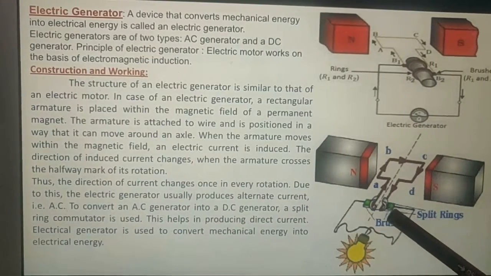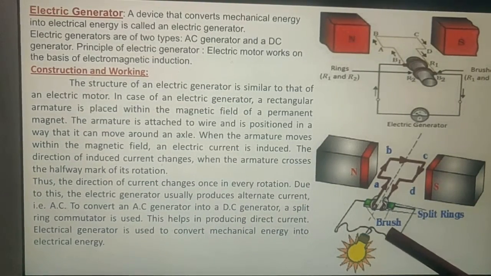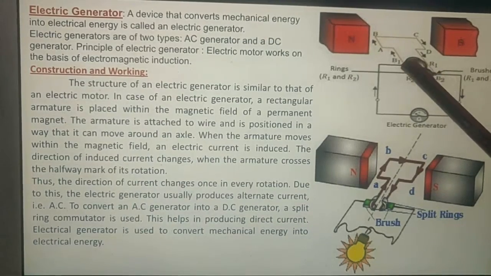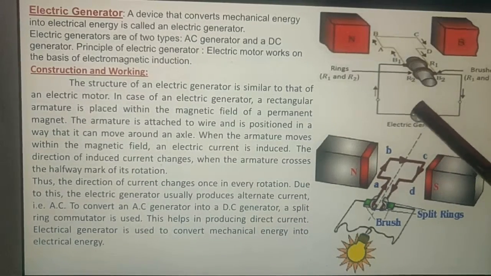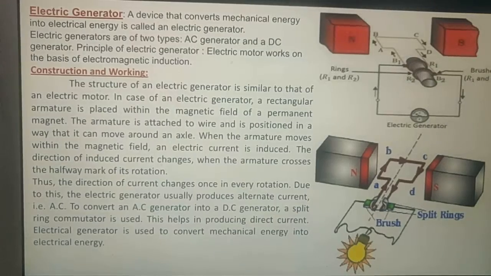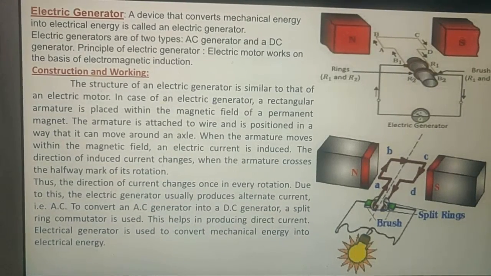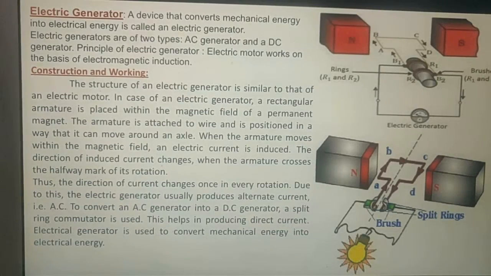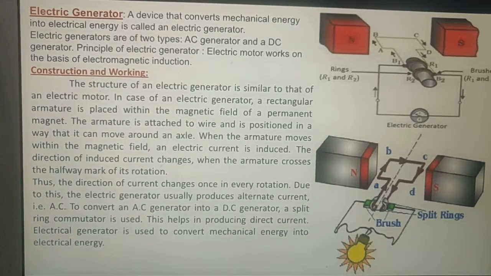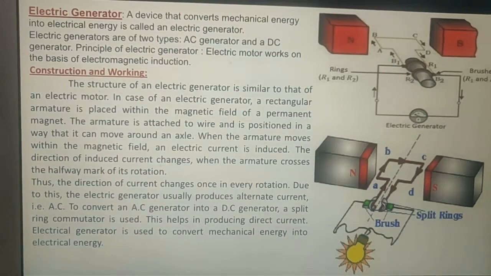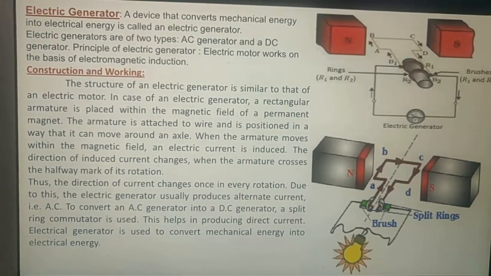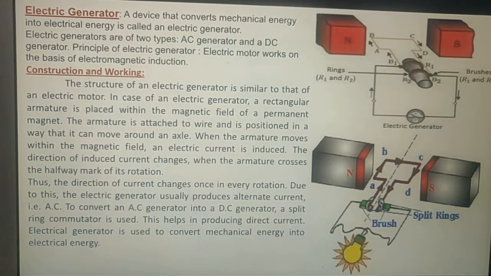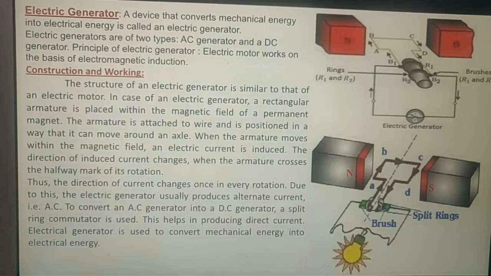Here we can see very clearly this split brush is there. Similarly, brushes are on this side. They are continuously touching these rings, and the galvanometer will show the electric current produced in this way. Direction of current changes once in every rotation. Due to this, the electric generator usually produces alternate current, AC. To convert an AC generator into a DC generator, a split ring commutator is used. This helps in producing direct current.